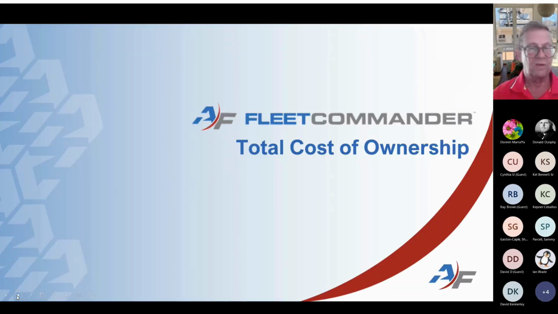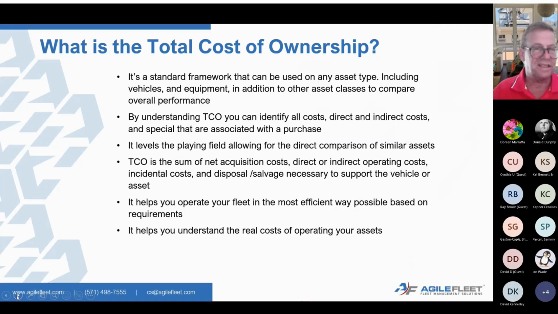Okay. So first, total cost of ownership. Let's decide what it is. Fundamentally, when you think about total cost of ownership, you need to think about it as a framework. If you use total cost of ownership, you can compare really any type of asset, whether it's vehicles or equipment, in addition to any other types of asset classes, to compare overall performance. And again, when I ran my fleet, total cost of ownership was really, really important to me.